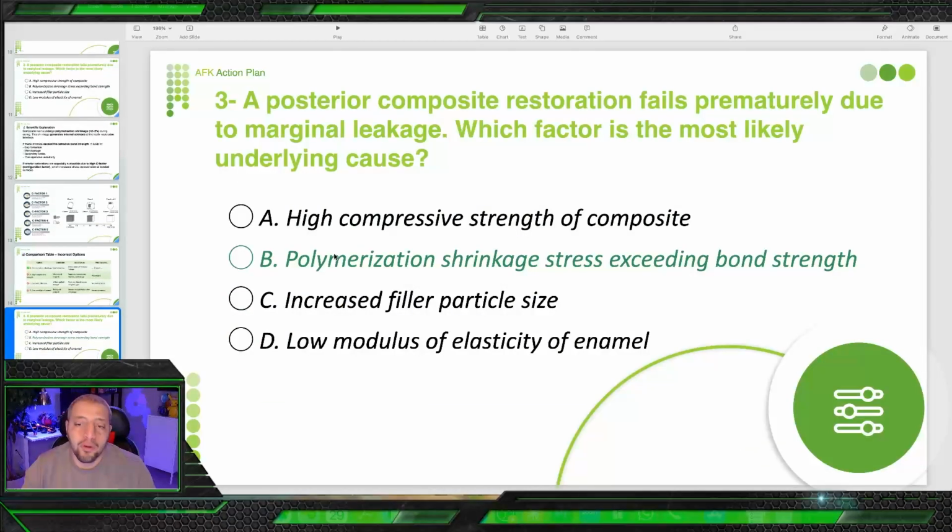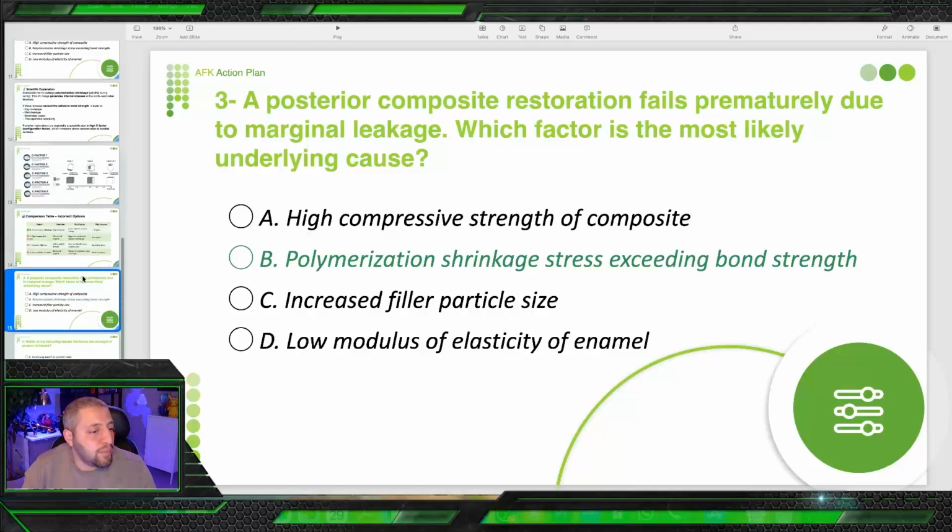So the answer here, polymerization shrinkage stress exceeding the bond strength. This is related to configuration factor, which is exclusive to composite. Whereas 1 and 5, we overcome this by incremental packing.